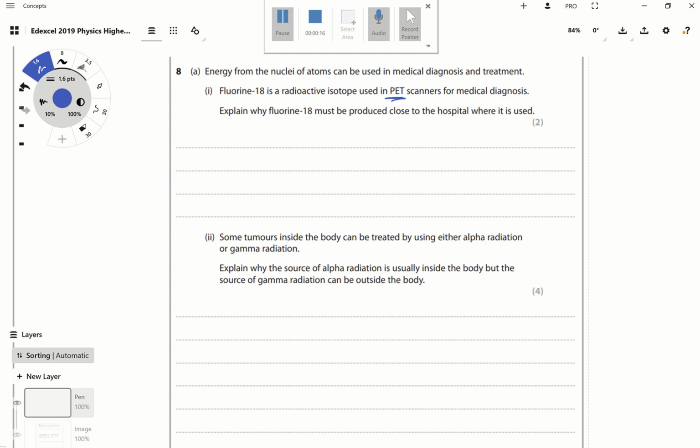Fluorine-18 is used in a PET scanner. So I made you revise all things about a positron annihilating an electron, causing gamma rays, and then we sense the gamma rays. Because the gamma rays are produced 180 degrees to each other, we can find out the exact location. But now it just wants, why must they be produced close to the hospital? So we've got the idea that they have a short half-life, mark.